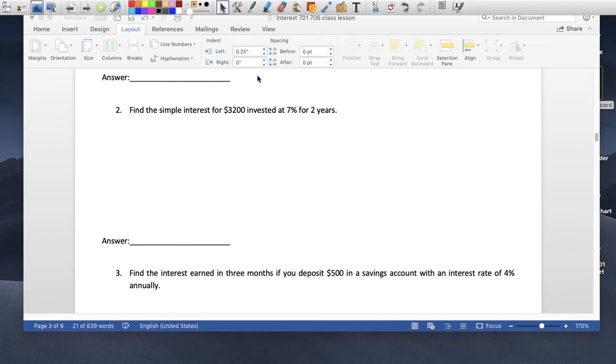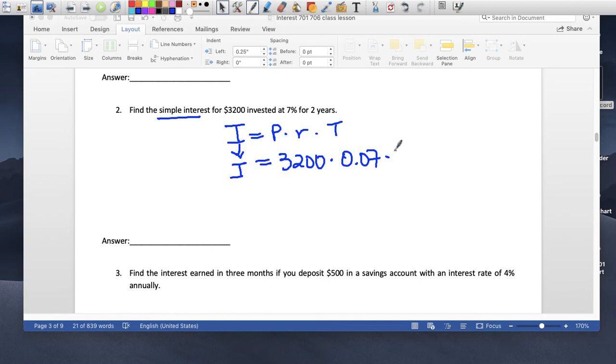Find the simple interest rate. Again, interest rate for if you deposit 3,200, that's 7% for 2 years. So interest equals P times R times T. So find the simple interest. So I'm looking for the I, the simple interest. The principal is 3,200. The interest rate is 7% or 0.07. And the time is 2 years.